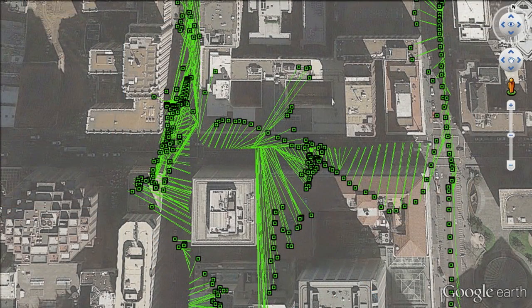This is an example test drive in downtown San Francisco. You can see a lot of issues with this track. Positions clumped together, poor latency, and even some positions inside buildings.